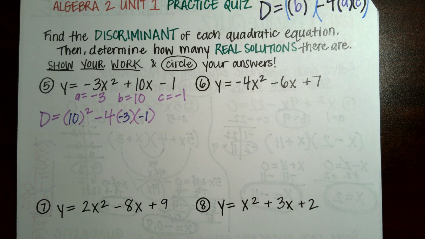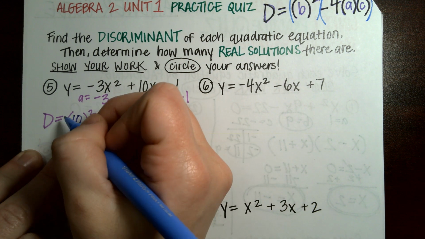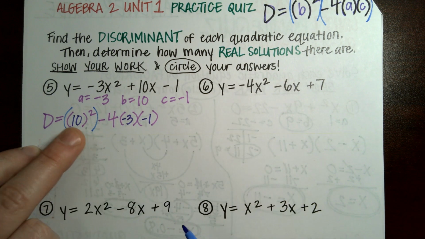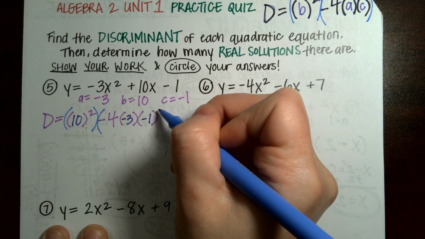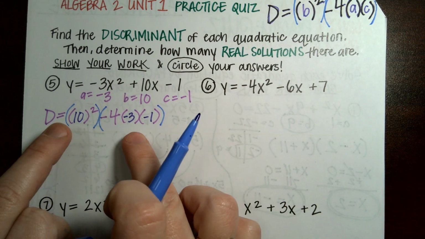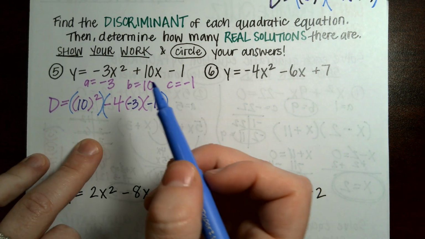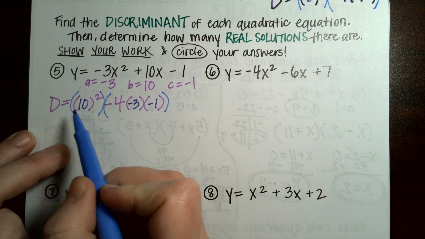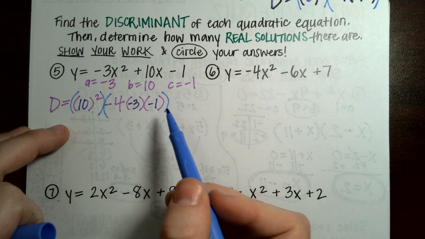Wait, what are we adding together again on these? So what we're doing is we're gonna find 10 squared, and then we're gonna find -4 times -3 times -1. And whatever these two numbers end up being, we're gonna combine them. So if this is a negative number, we're gonna do 10 squared minus that number. If it's a positive number, we add.